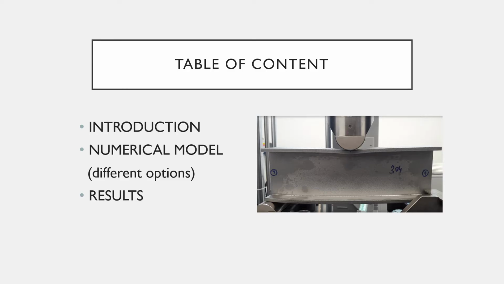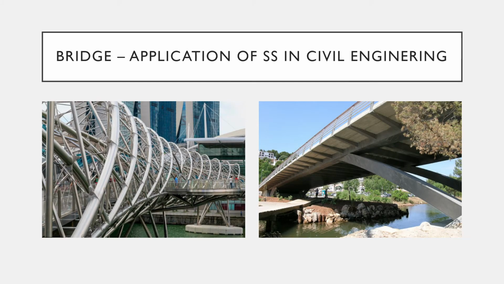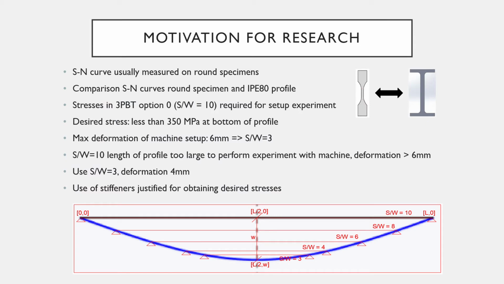First, I will give a little introduction, then I will show the numerical model for the experiment and with the different stiffener options, and then of course I will show the results. As you can see, this research is framed in a larger picture of the stainless steel used in bridge structures. The motivation for this research is that the SN curve is usually measured on round specimens, as you can see on the right. But we want a comparison between the SN curves for round specimens and IPE80 profiles.